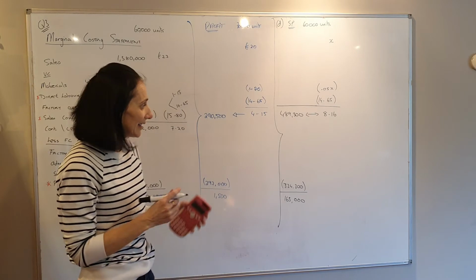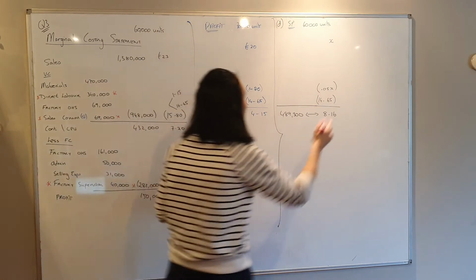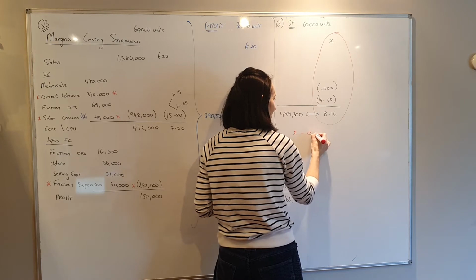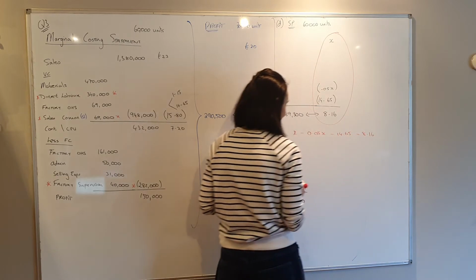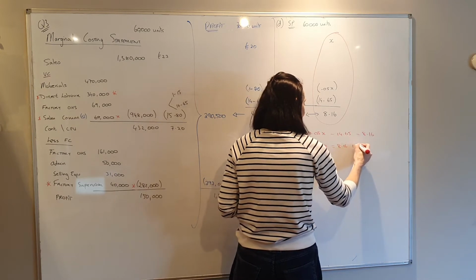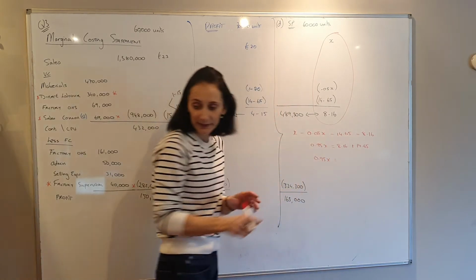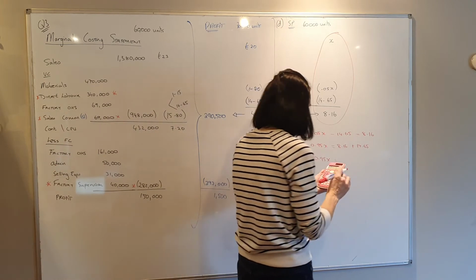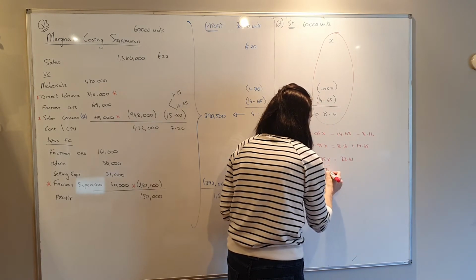Okay, now I think the easiest thing here is just to write this down. So what we're looking at is this bit here. Okay, so it's X minus 0.05X minus 14.65 is equal to 8.16. That's 0.95X is equal to 8.16 plus 14.65. 0.95X is equal to, so 8.16 plus 14.65 is 22.81. I need X, so I divide by 0.95.